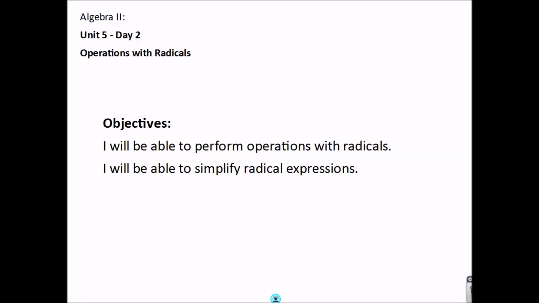Today we're going to talk about operations with radicals. By the end of this video, you should be able to perform operations with radicals and be able to simplify radical expressions.